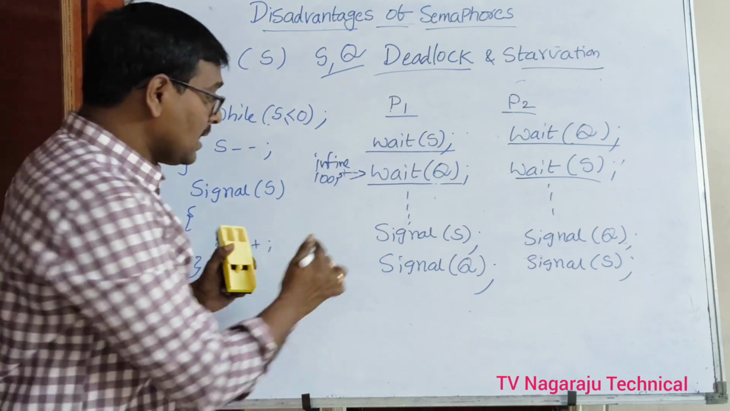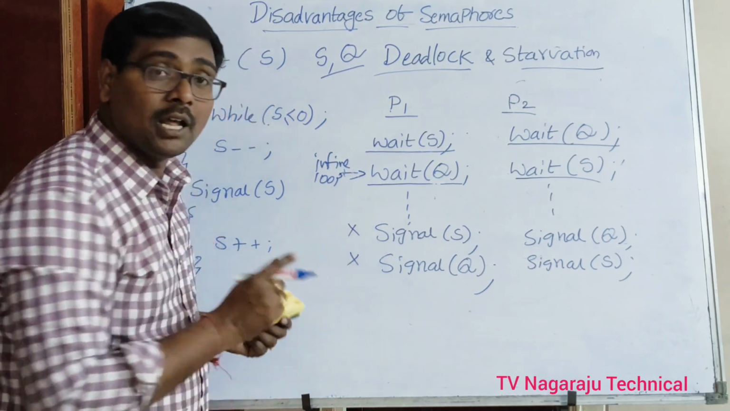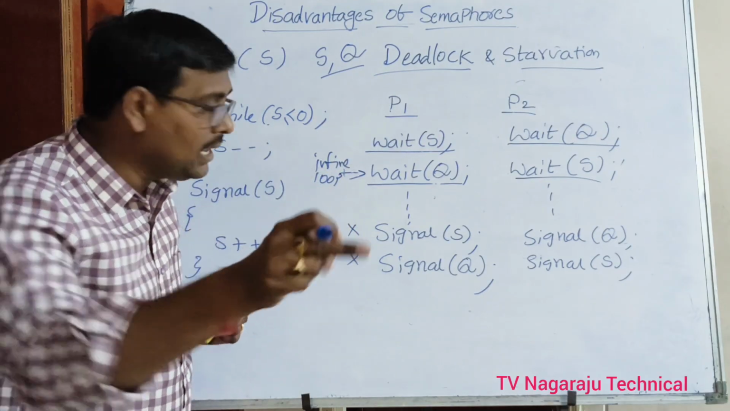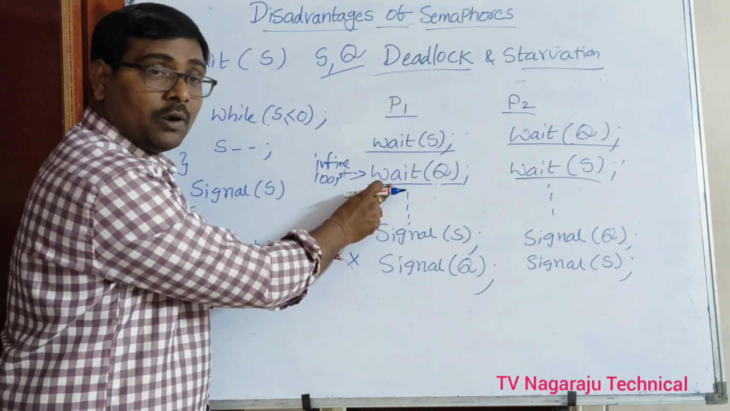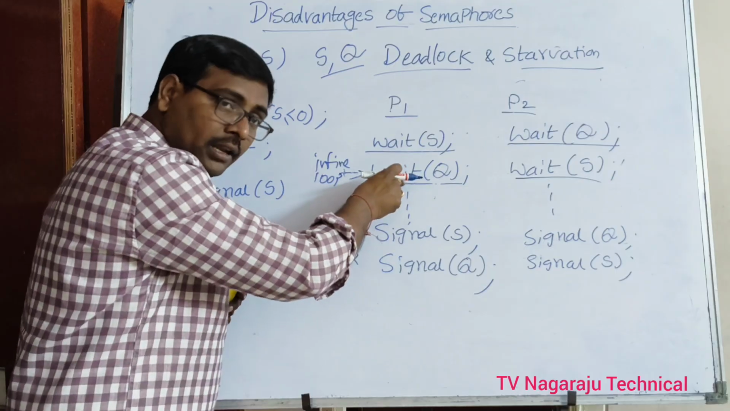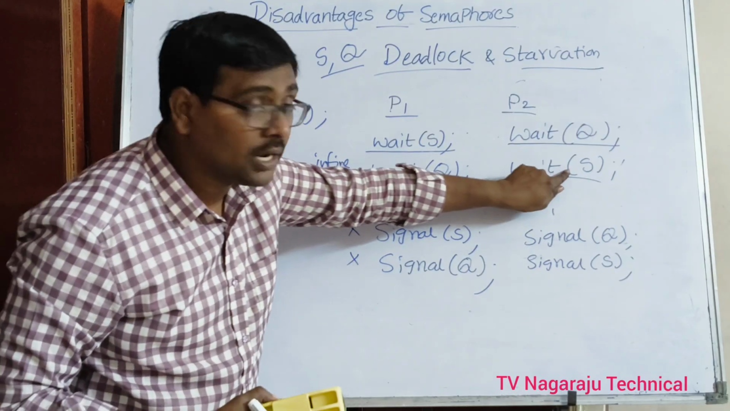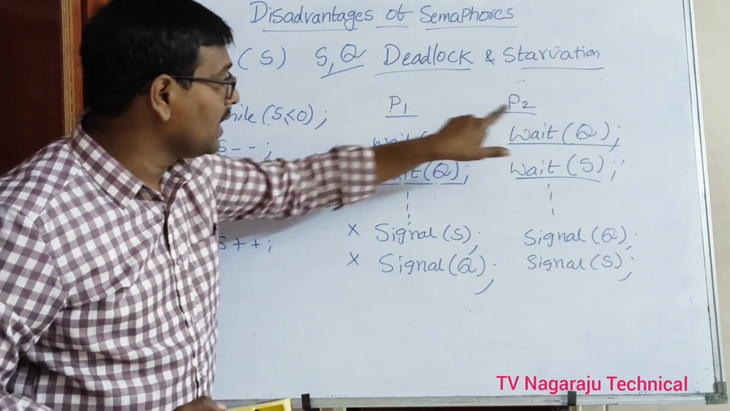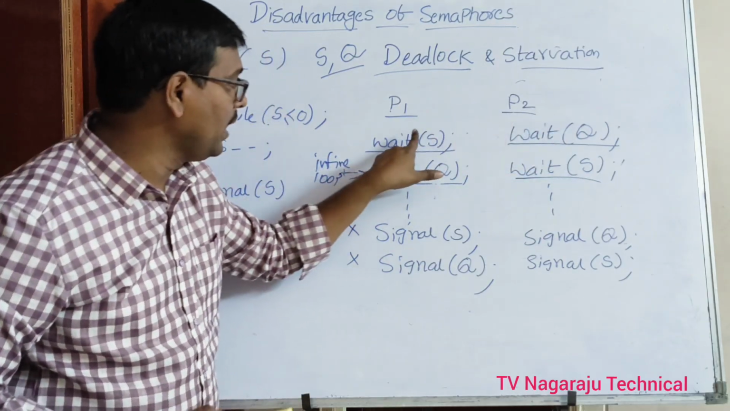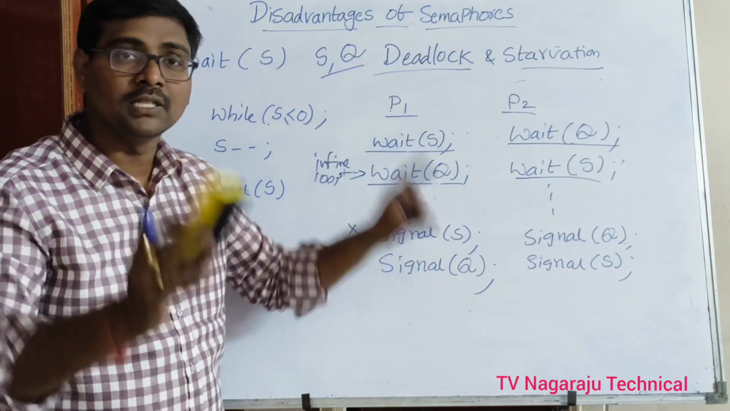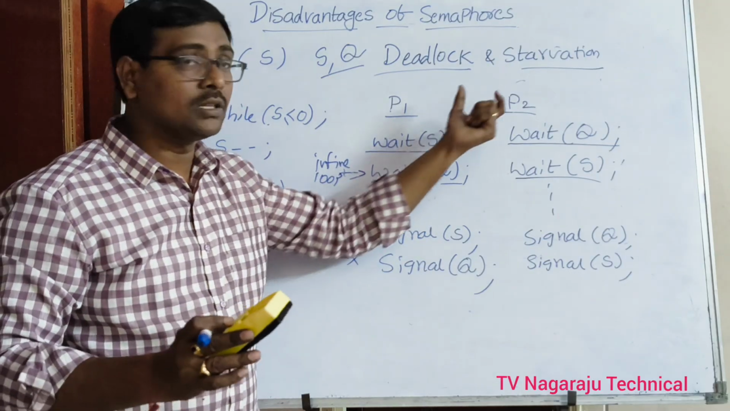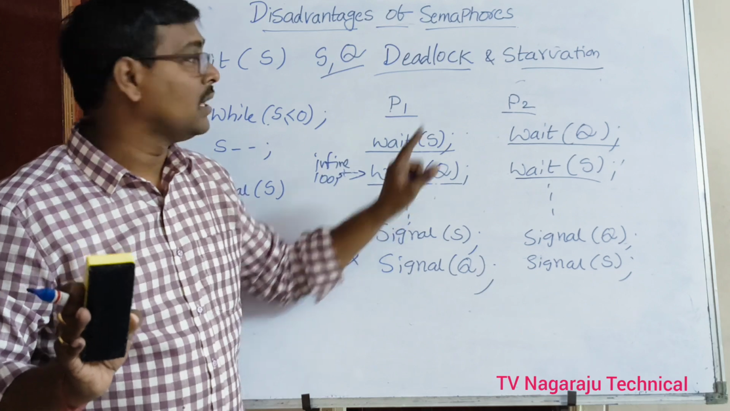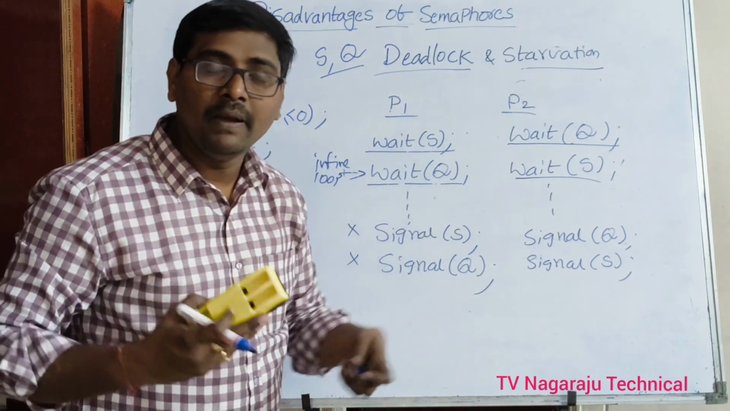Here observe, the signal operation is not performed at all. Why? The signal operation is performed only when this operation is performed. But right now I am stuck at this position. Here also I am stuck at this position. No signal operation is performed. That means it does not release semaphore Q. It does not release semaphore S. That means deadlock. No process is executed. Clear? Deadlock situation.